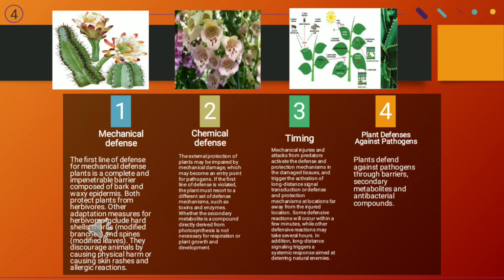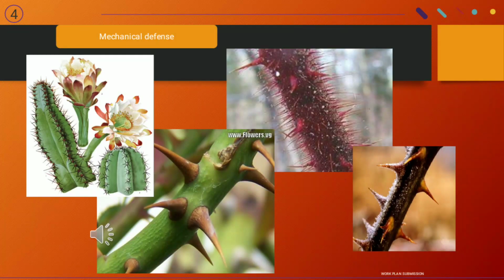The last is plant defenses against pathogens. Plants defend against pathogens through barriers, secondary metabolites, and antibacterial compounds. This is an example of a plant that has mechanical defense. As you can see, the stem has thorns, which is what we call the defense.